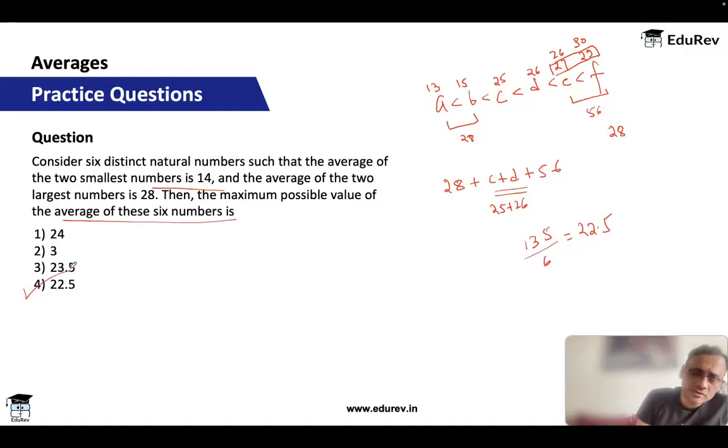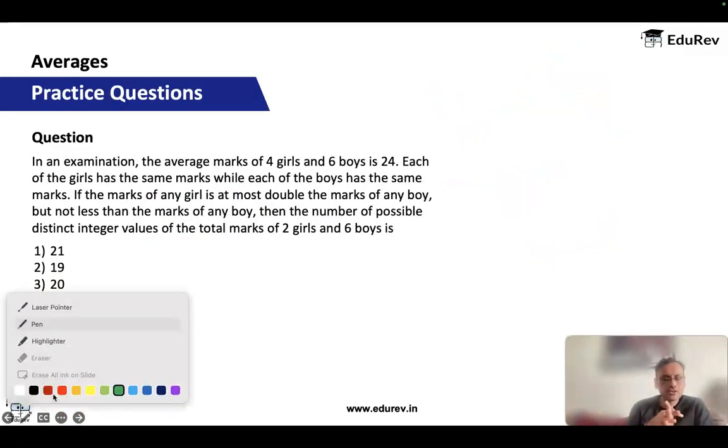This is a CAT question that came in CAT 23. Okay, so you can see again simple concepts have to be used, and you can very easily get the answer for this question. Okay, great. Let's look at this question. This again is a question that came in CAT 23.